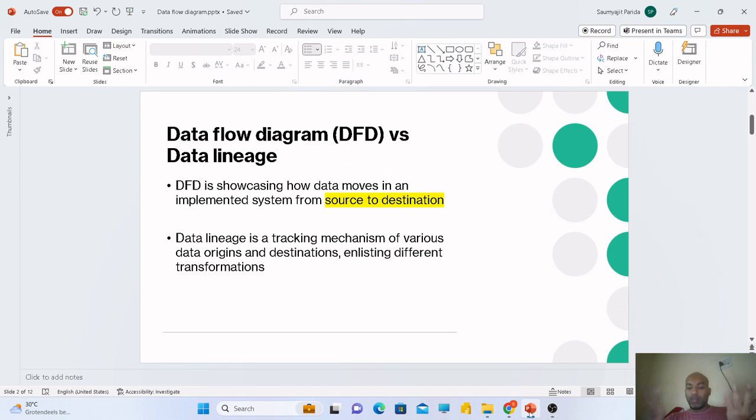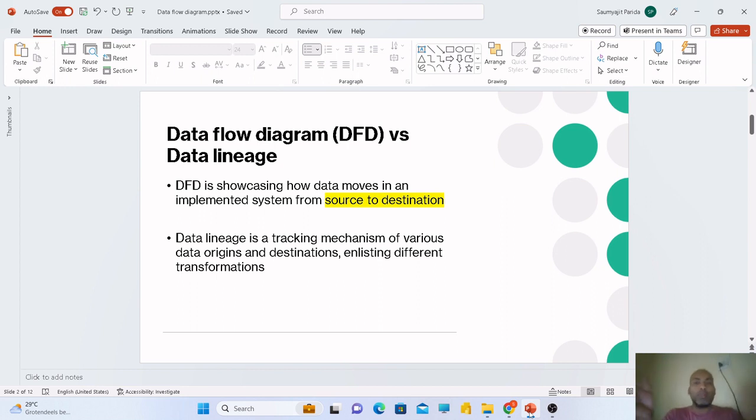What do I mean by an implemented system? For example, if a new guy walks into a company and there is already an Azure pipeline set up, then the newcomer has to understand from where the data started and where it ended. That has to be documented by the previous guy who created it. The pipeline is already there, it's an implemented system, and the transformation happening from the source to the destination is what the new guy has to know. So drawing all those transformation steps is called a data flow diagram.